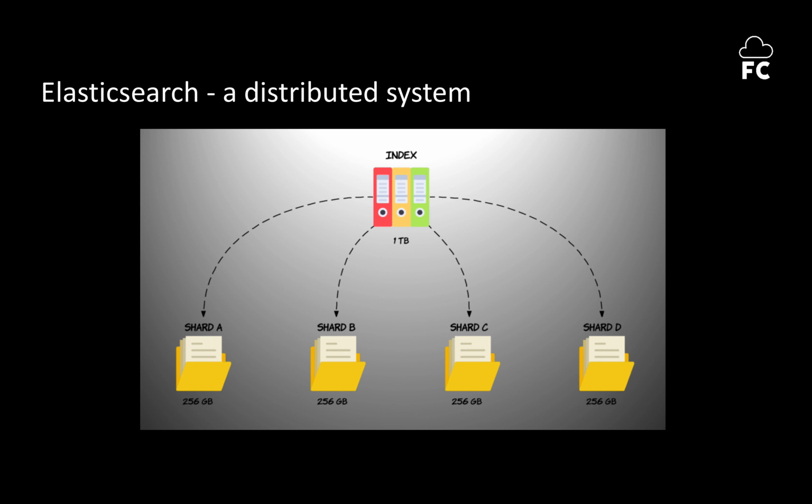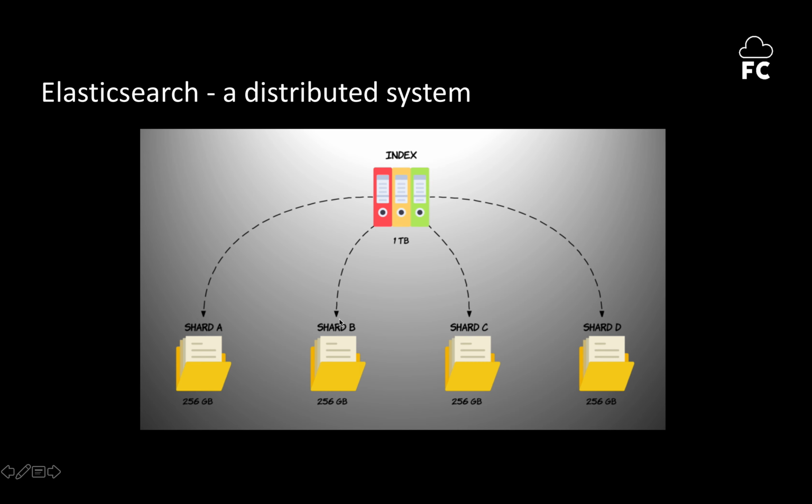Now, how is Elasticsearch a distributed system? An index, as I mentioned, is kind of a database, so every piece of information that you put is saved in an index. Assume your index is 1 TB in size. Elasticsearch will divide the index into different shards. You can take each shard as a local store, a small Lucene instance where your searches are performed.